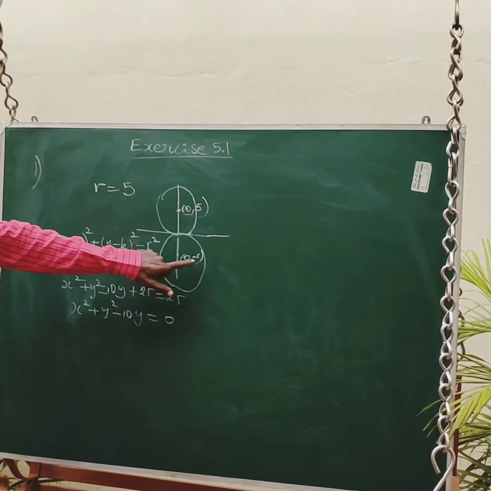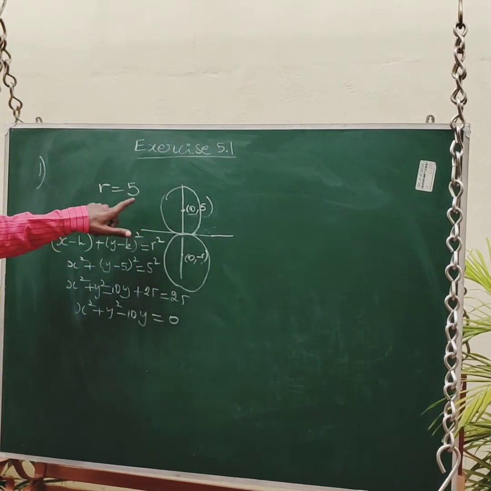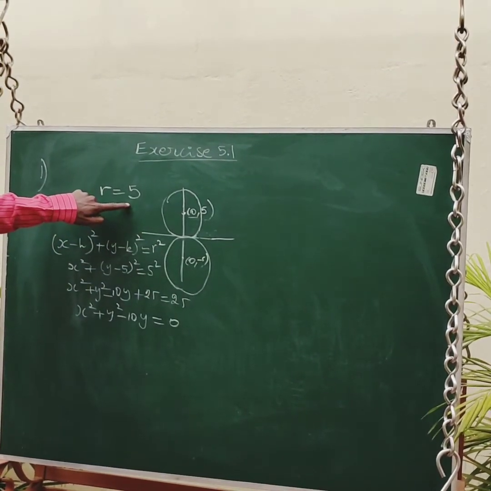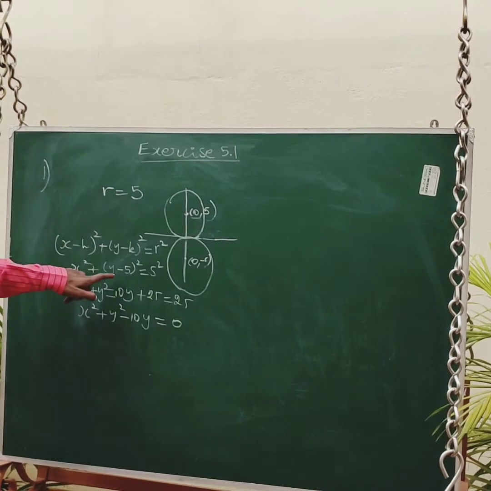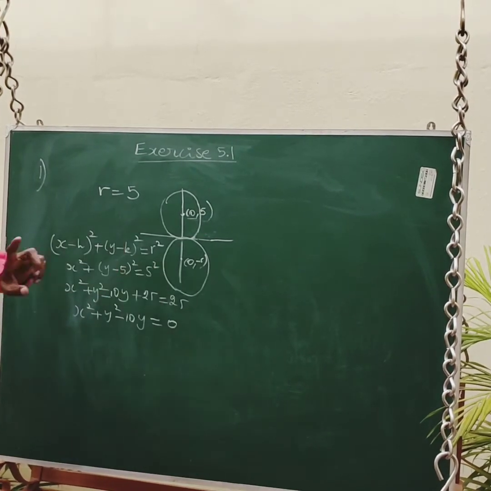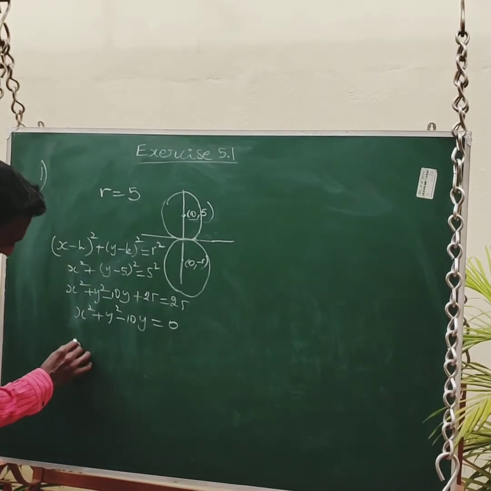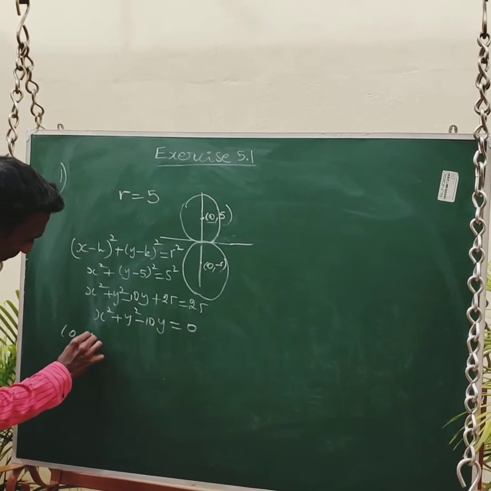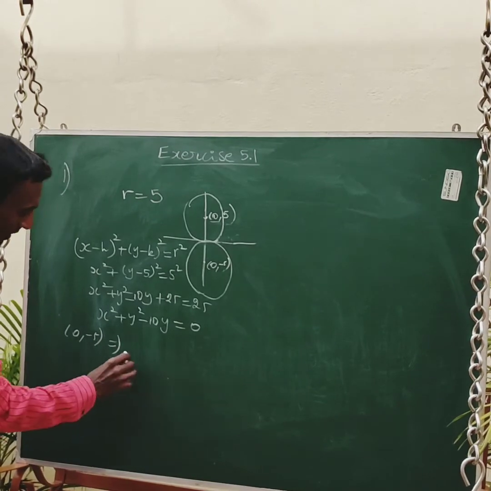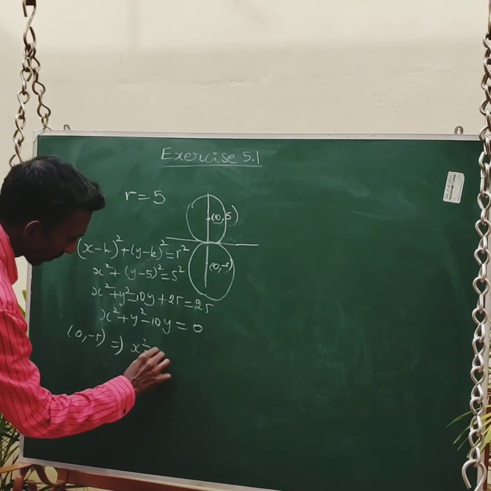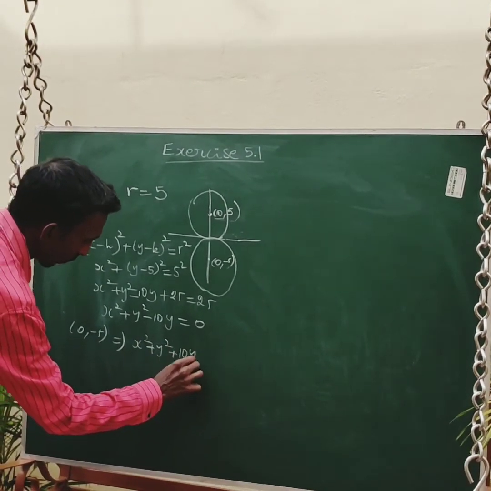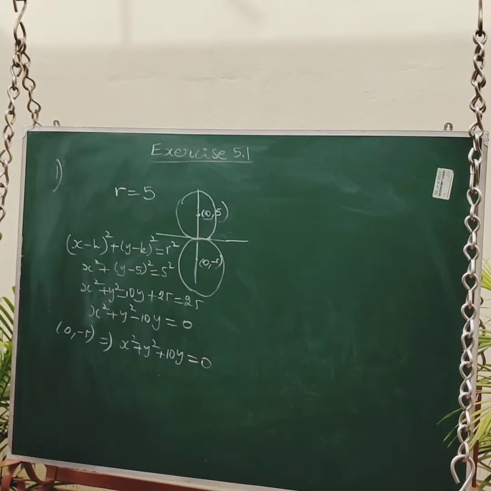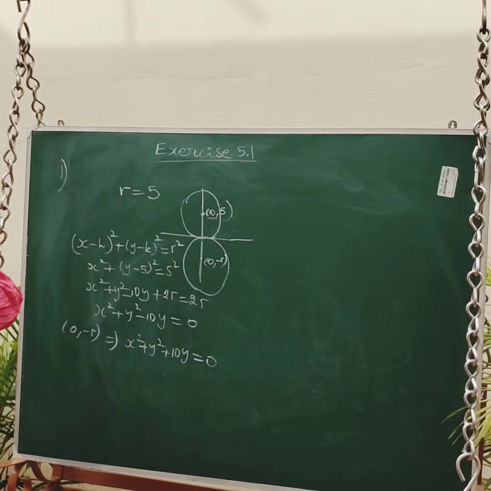If we use the second center and the same radius, we get x square plus (y plus 5) whole square equal to 5 square. Again we are getting the second circle. If we use 0, -5, we get the second circle as x square plus y square plus 10y equal to 0. This is the answer for the first question.